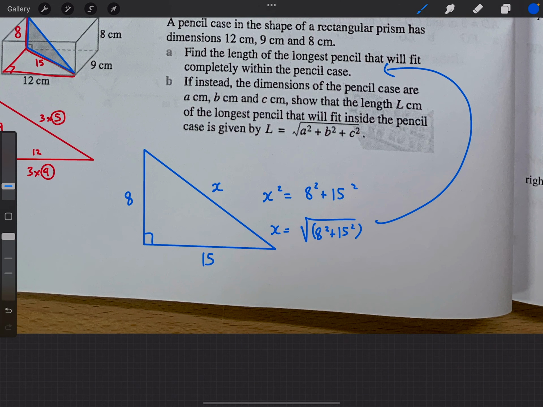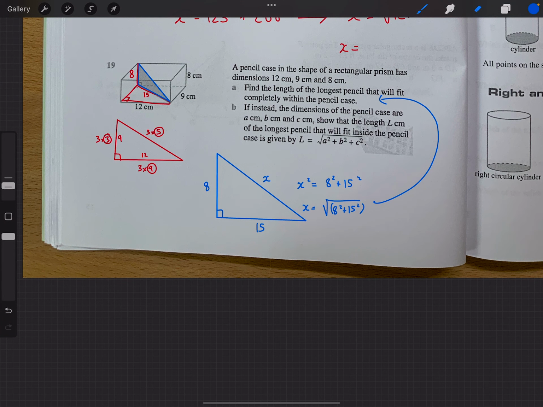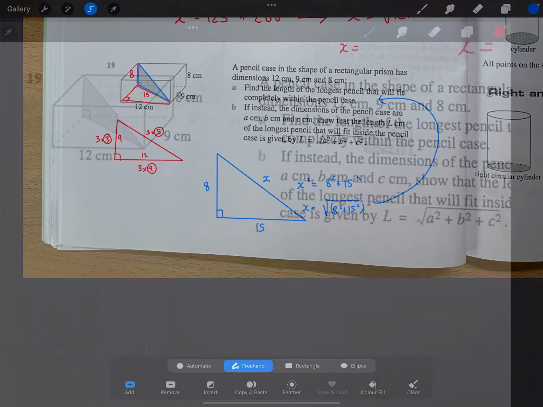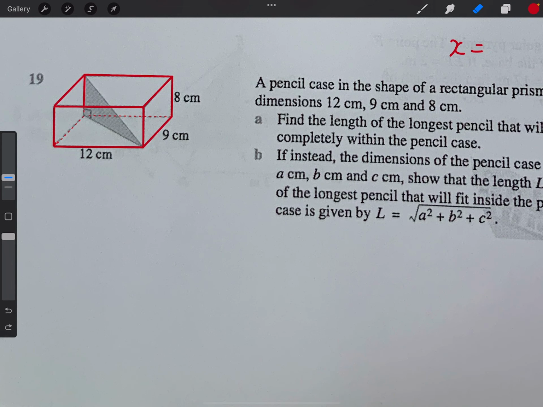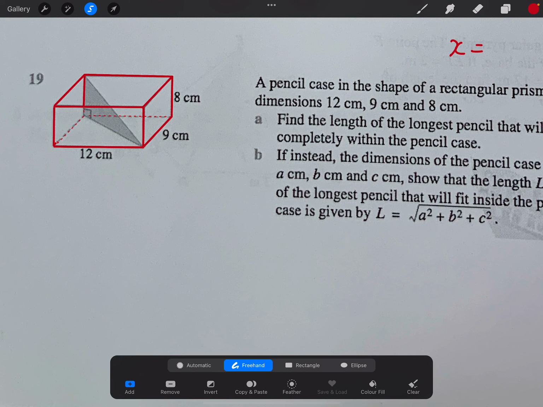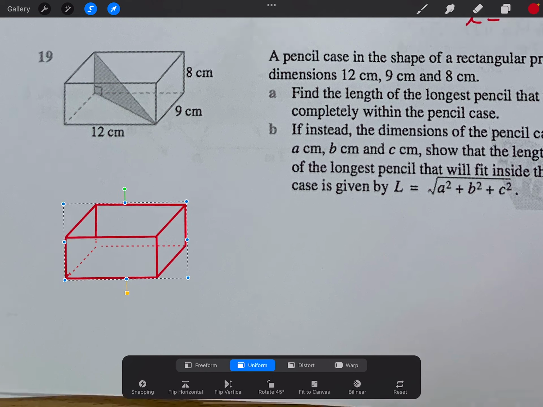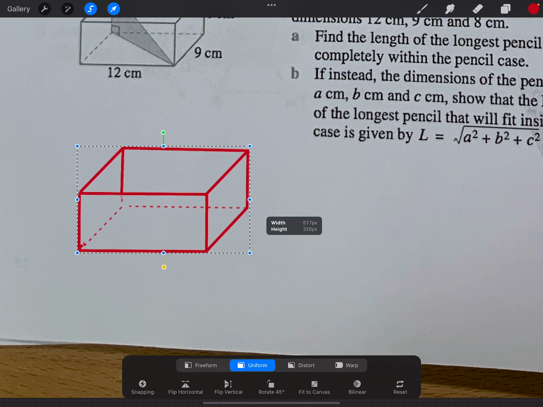Now question B. If instead the dimensions of the pencil case are A centimeters, B and C, show that the length L of the longest pencil that will fit inside the pencil case is given by L is equal to... wow, okay. Now I need space to do this working out, so I'm going to rub all of this stuff out. I'm going to redraw this. Now I'm going to move this down here. Right, I'm going to make this a bit bigger.